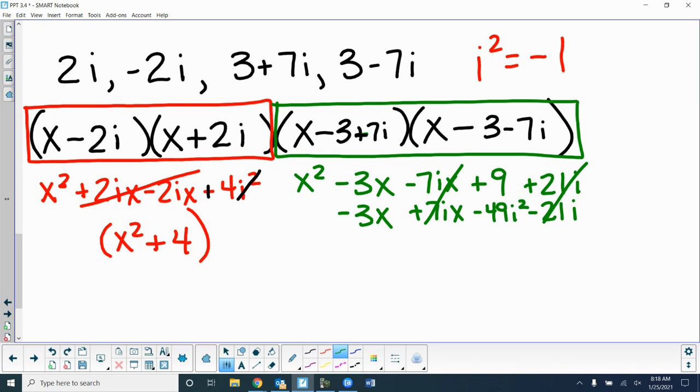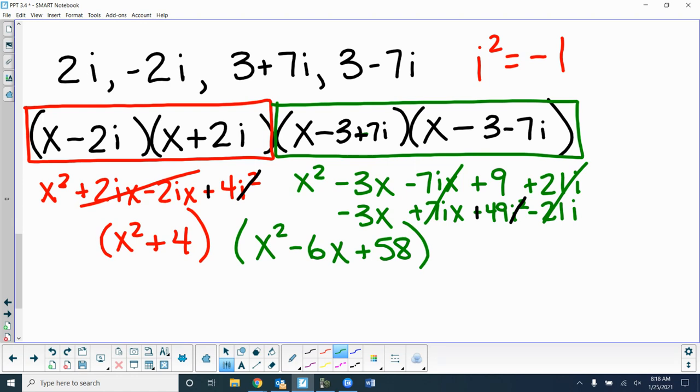I put it under the 9, why? What happens to that i squared? It's a negative 1, right? So it's negative 49 times negative 1, which makes a positive 49, right? So this answer would be x squared minus 6x. Is that 58 when I add those? So to finish up, I just multiply the red binomial times the green trinomial.